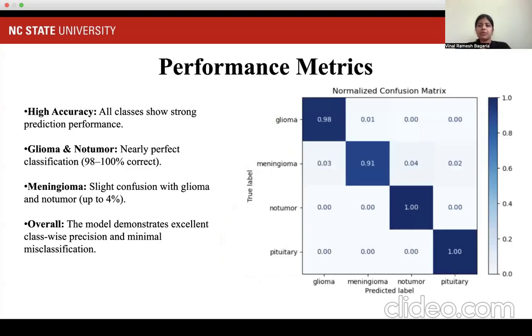Now coming to our performance metrics. All classes show strong prediction performance. In glioma, meningioma, and the others, the scores are around 1, 0.91 and 0.92. Our confusion matrix shows very good prediction performance. Glioma and no tumor have nearly perfect classification, 98 to 100% correct. Meningioma has slight confusion with glioma and no tumor, but only up to 4%. Overall, the model demonstrates excellent class-wise precision and minimal misclassification.